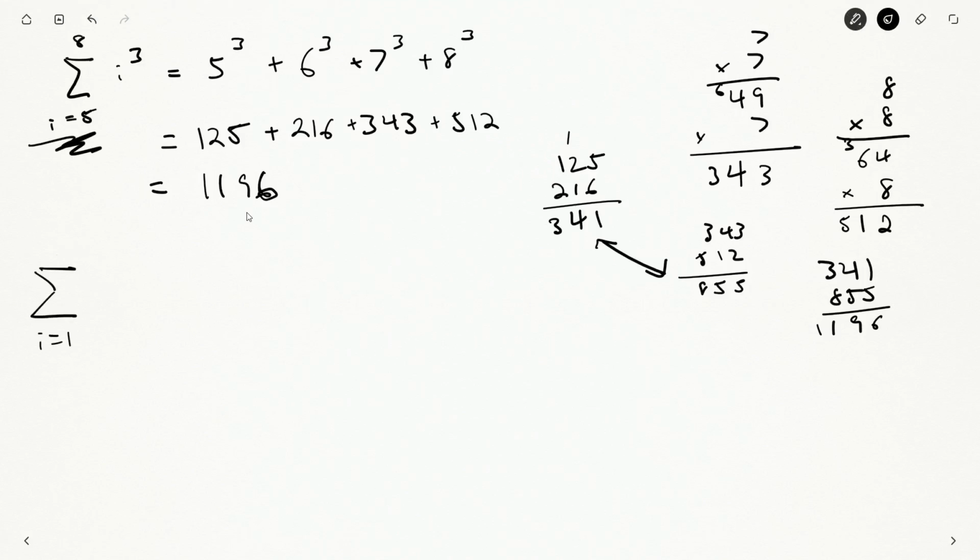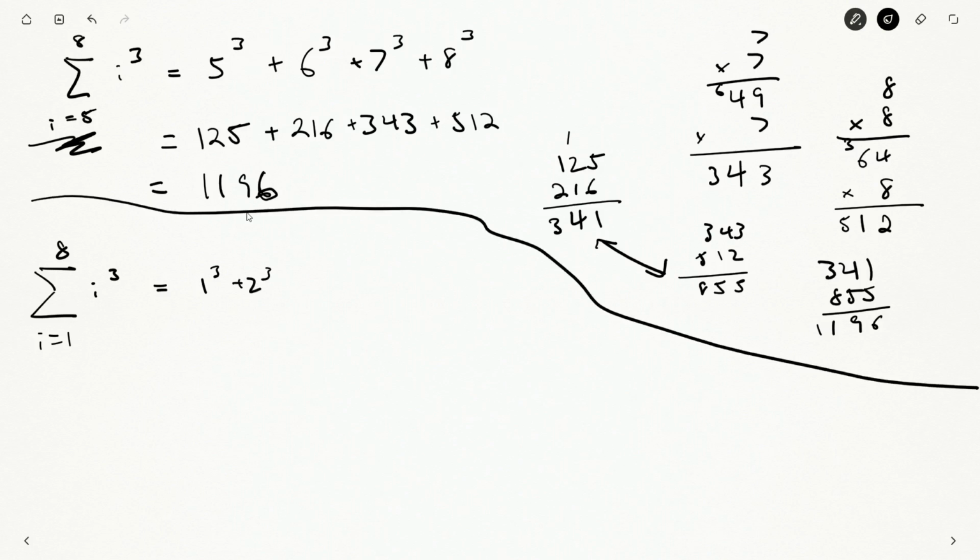All right. I know how to add up the cubes from 1 up to 8. We have a formula for this. And what does this really mean? This means 1 cubed plus 2 cubed. So just draw a dividing line. So we're doing the same question, but in a different way.